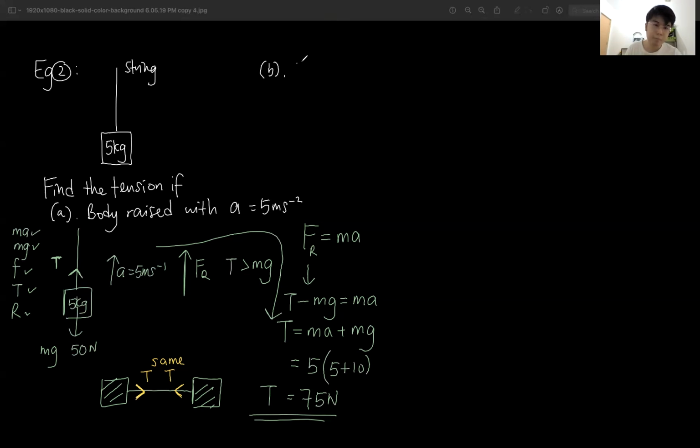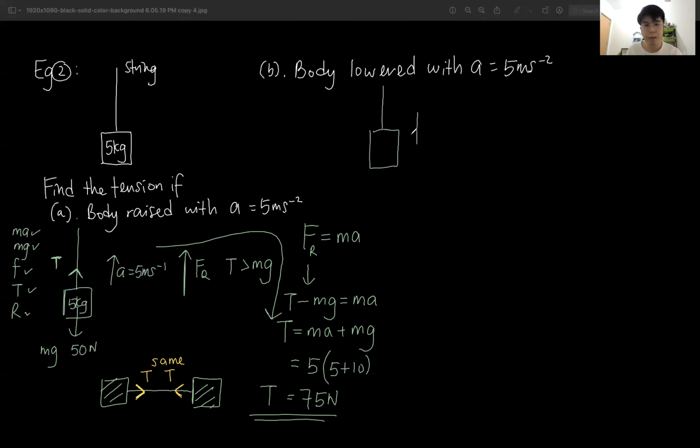B. Body lowered with acceleration of 5 meters per second square. Now, again, we draw the diagram. So acceleration downward, you have mg, and you have, oops, sorry, this one should be the object.